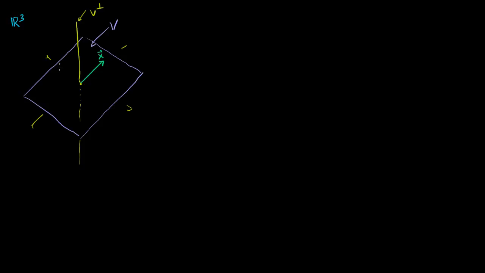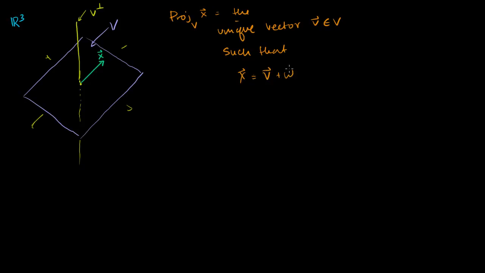x. Now, our new definition for the projection of x onto V is equal to the unique vector V. This is a vector V, that's a member of the subspace V. The unique vector V that is a member of V such that x is equal to V plus W, where W is a unique member of the orthogonal complement of V. This is our new definition.